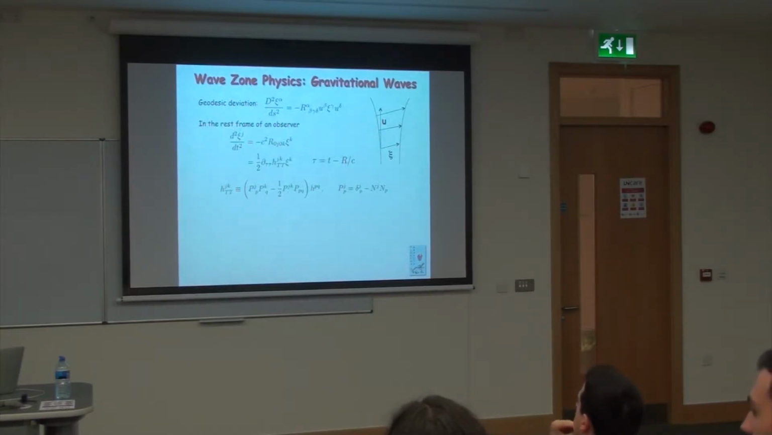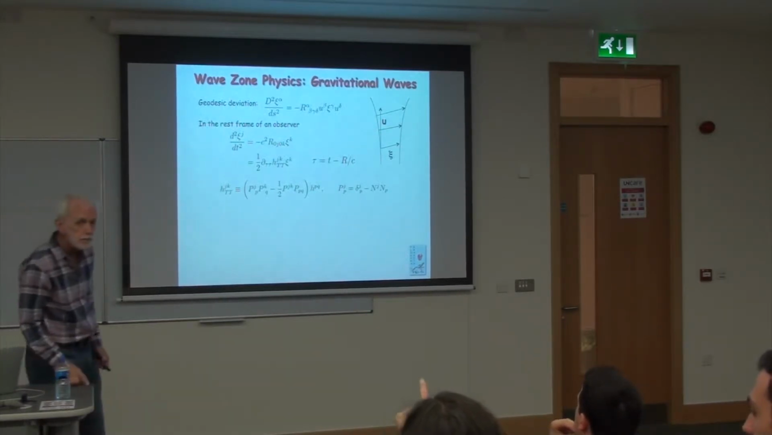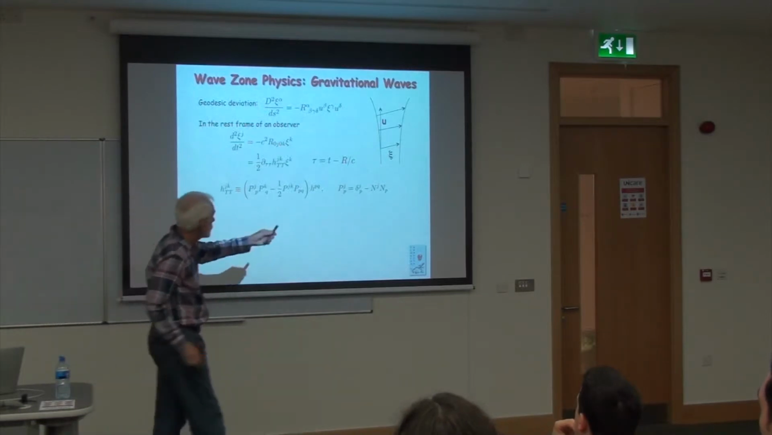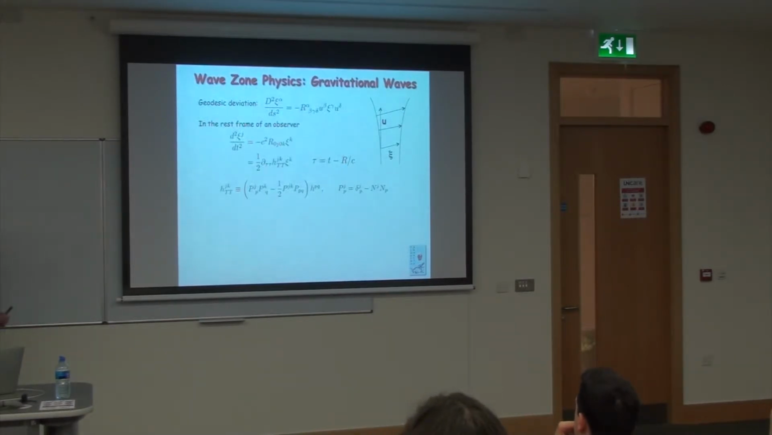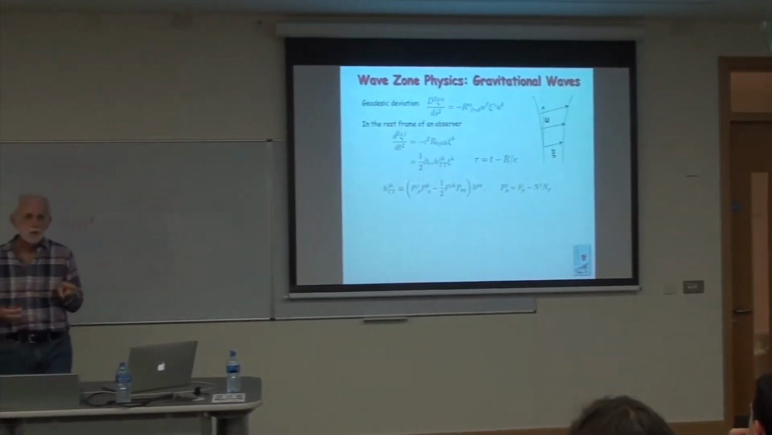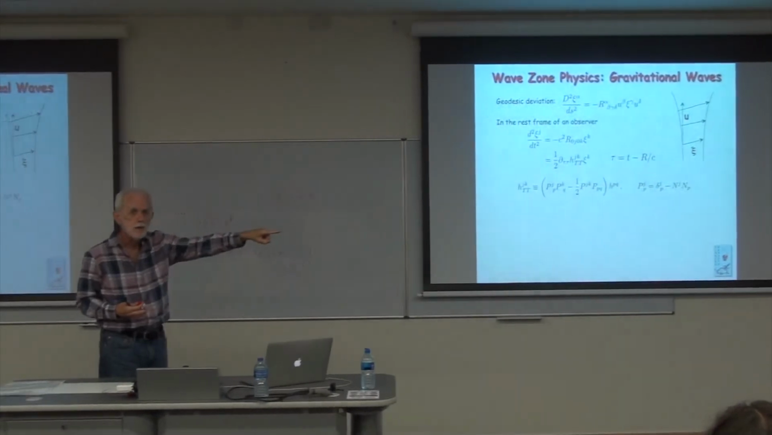What is capital N in this case? I'm sorry? Capital N? So n is the gradient of r. So it's a unit vector in the direction of r.